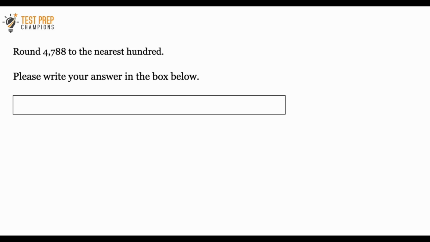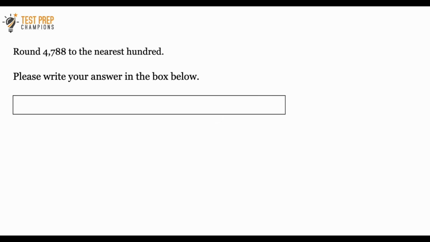Round 4,788 to the nearest 100. Please write your answer in the box below. So now obviously you can't really write your answer through the screen, so maybe if you have a sheet of paper nearby, write it down on a sheet of paper, or do it in your head, type it on your phone, however you want to do it. But let me give you a chance now to pause the video and try this out, and whenever you're ready, just unpause the video, and whether you get it right or wrong, we'll talk about it.